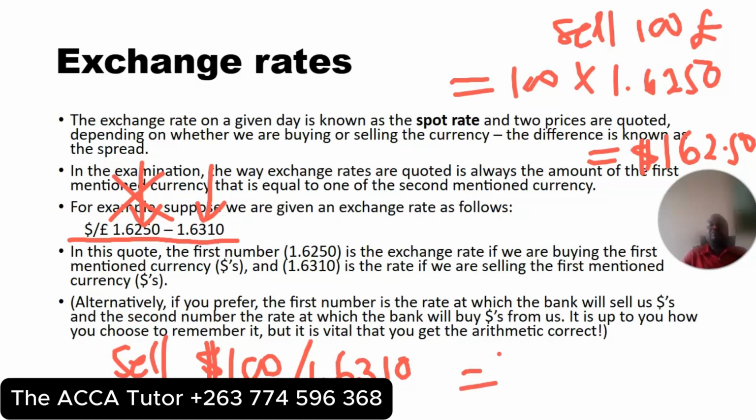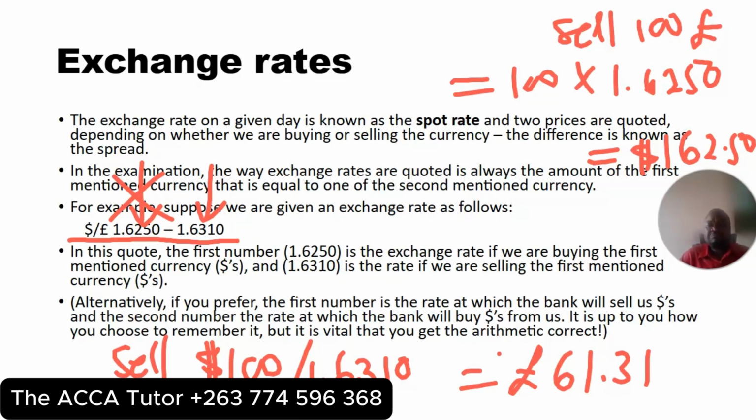And if we punch the figures in the calculator, it means we are going to get 100 over 1.631. So in this case, we are going to get 61 pounds 31 pence or 31 cents. I don't know how they call them in London.